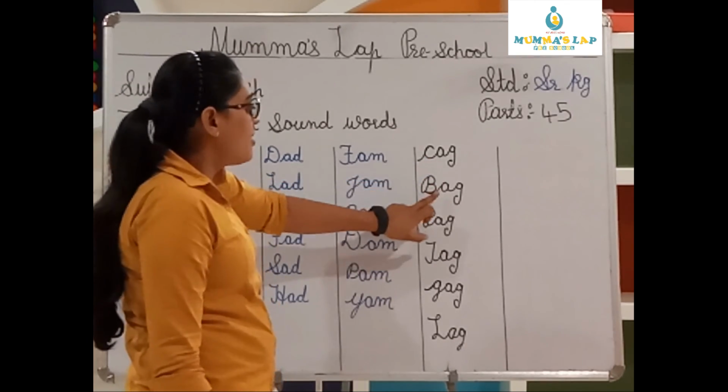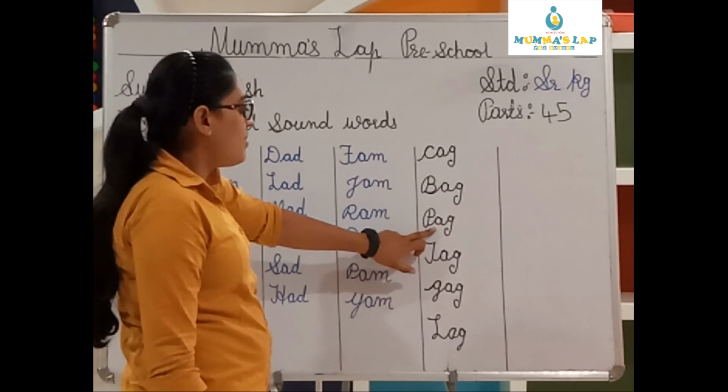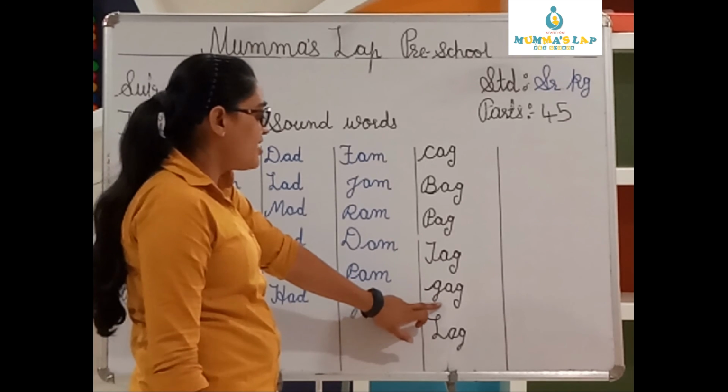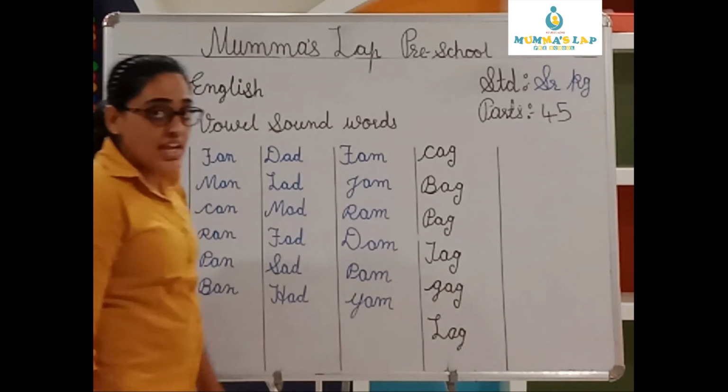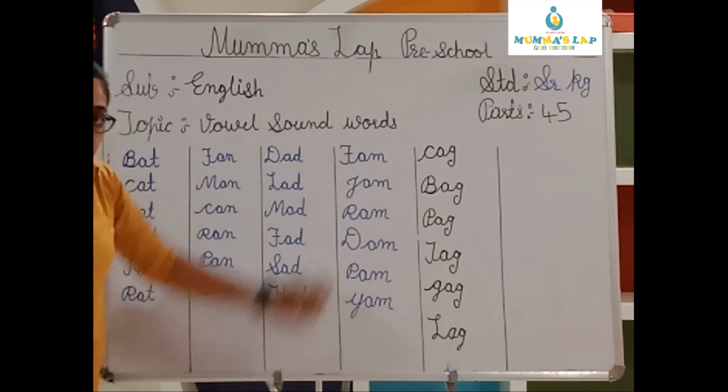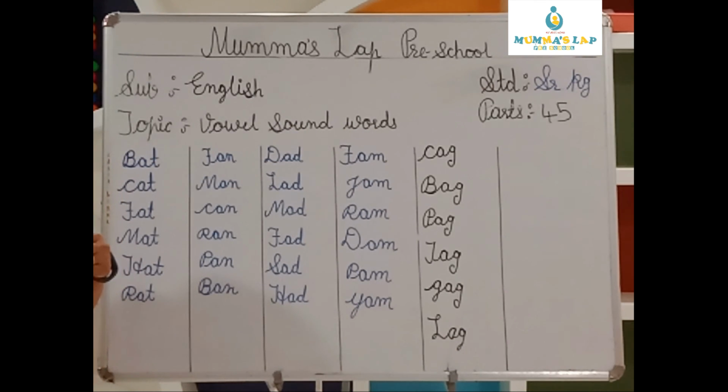K, A, G, keg. B, A, G, bag. P, A, G, peg. L, A, G, leg. G, A, G, gag. All these words are called vowel sound words. You have to write these words in your notebook and practice daily.